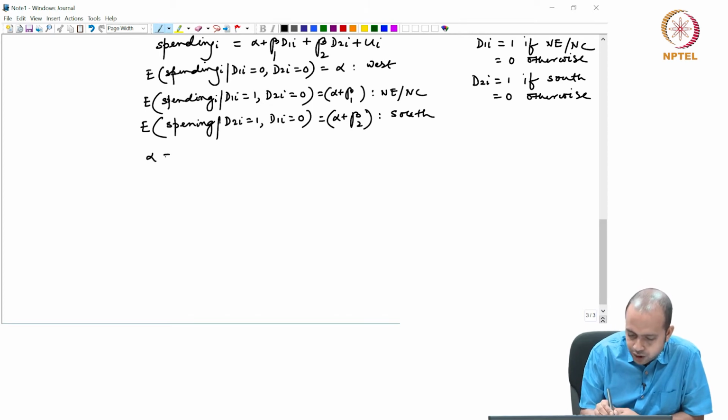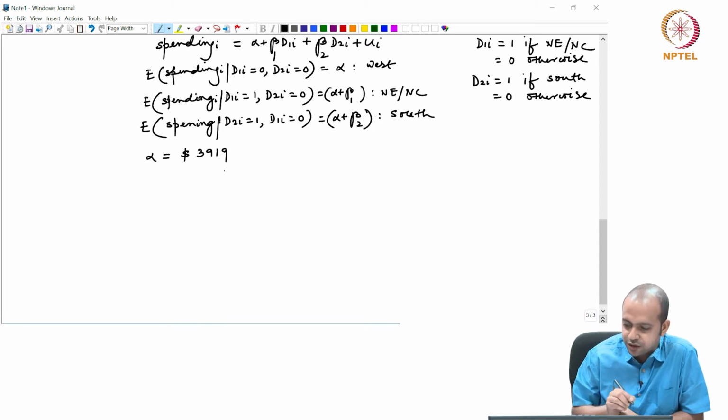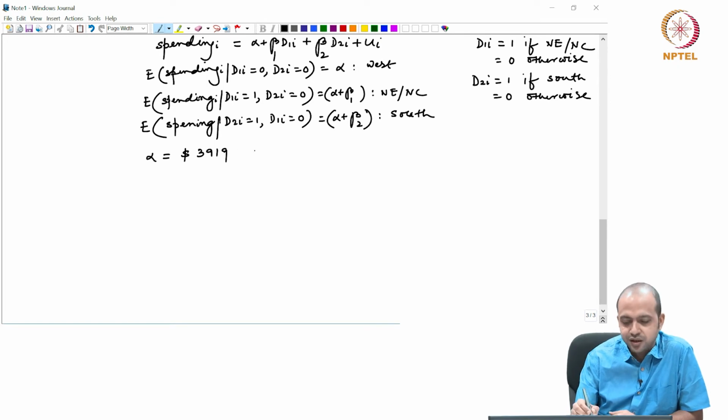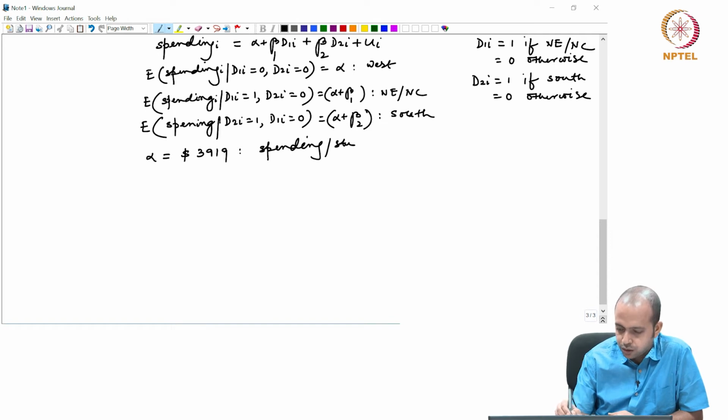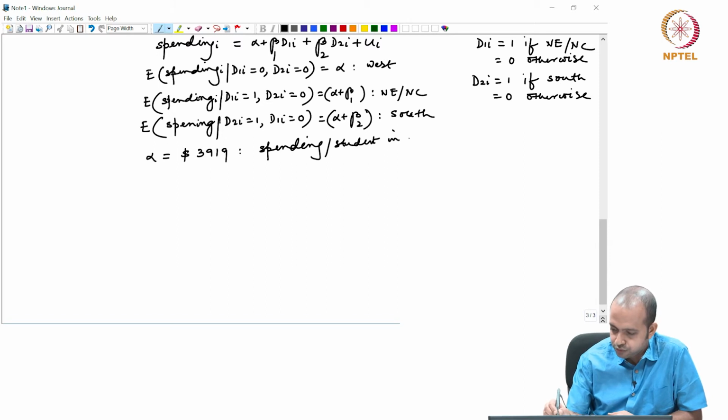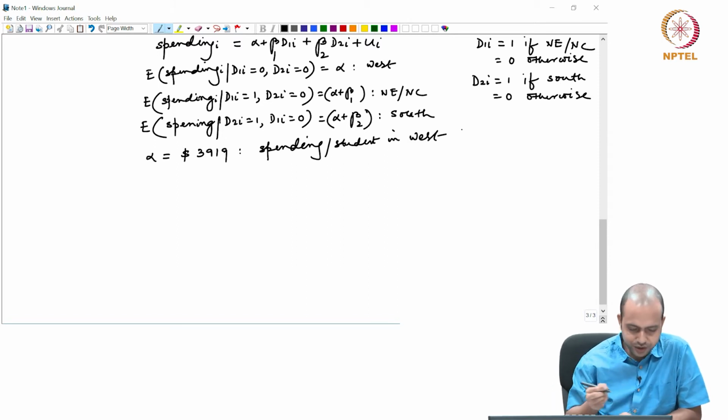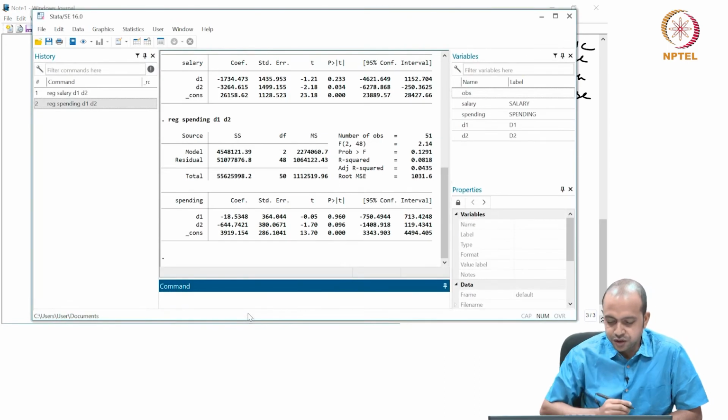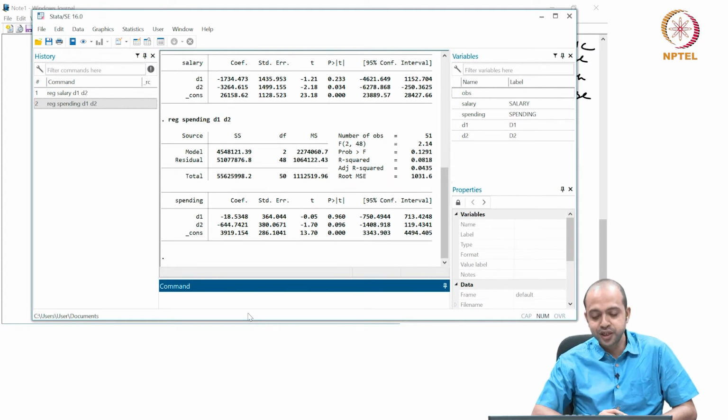So, that means you can say that alpha equals 3,919, that is the mean spending per student in west. Okay, in west. Now look at the coefficients. D1 is not significant, D2 is significant. Of course, it is significant only at the 10% level, because the p value is 9.6%, which is greater than 5, but less than 10.